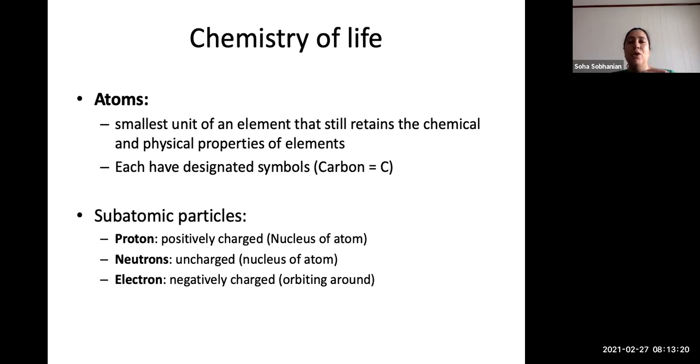So a lot of people used to describe this as our solar system. The sun, basically, which is at the center, would be where you can find your protons and neutrons, which is your nucleus. And basically the planets that circle around the sun would be your electrons. And again, they have that negative charge associated with them.